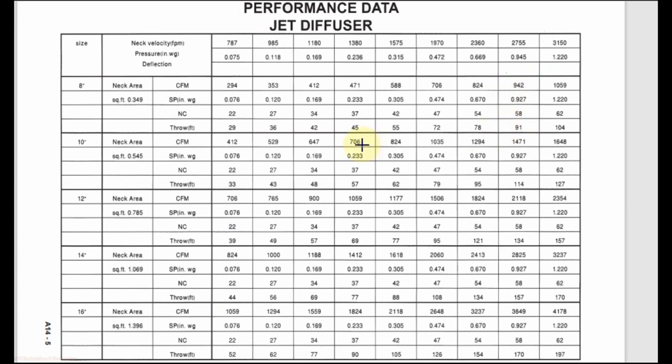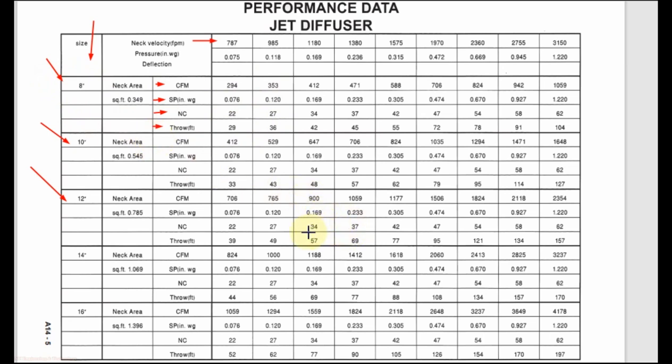This table is used to select a jet diffuser. The first column shows the neck size for the jet diffuser, and the row at the top shows the neck velocity in FPM. You can see these are different sizes for the jet diffuser, and for each size there are different rows showing CFM, static pressure drop, NC level and throw. So you can select from here the CFM, NC level and throw value as per your requirement. Then from here you can select the required neck size for the jet diffuser.